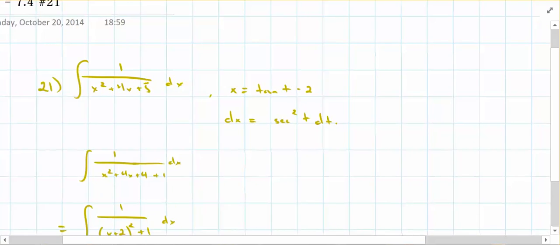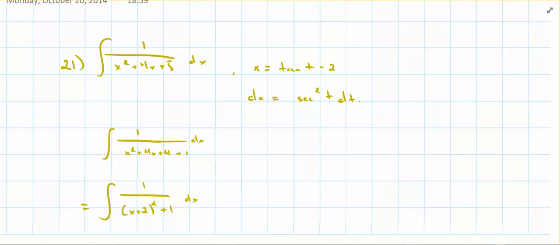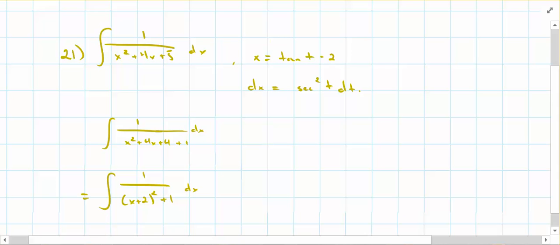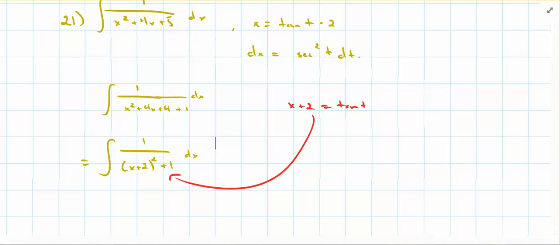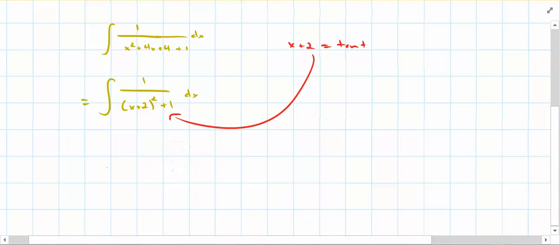As you see, we can substitute x is equal to tangent t minus 2. That means x plus 2 is equal to tangent t. And we can plug in that for x plus 2 here in the completed square. This is now equal to the integral of 1 over tangent squared t plus 1 dx.